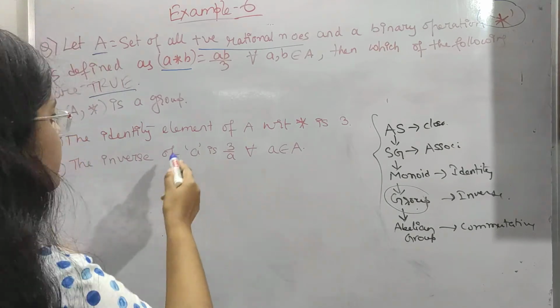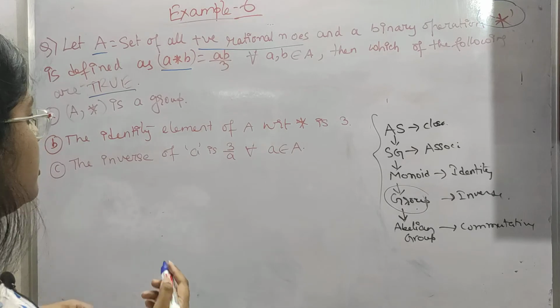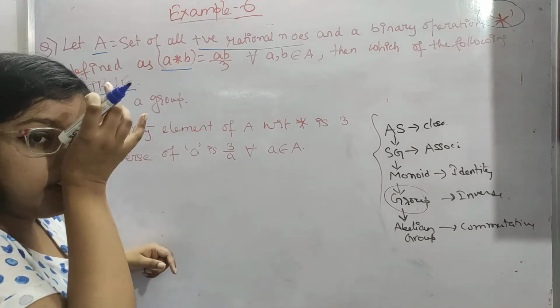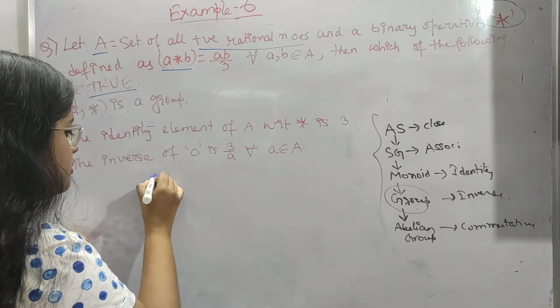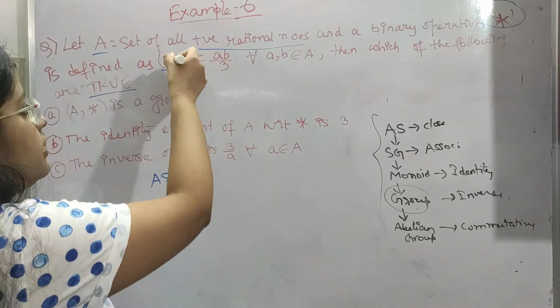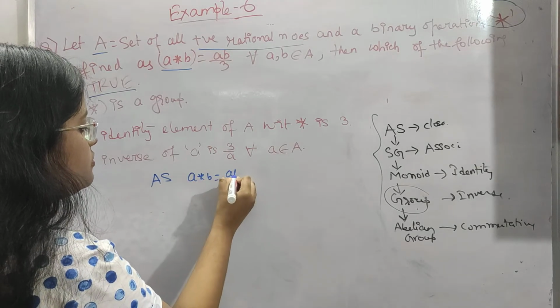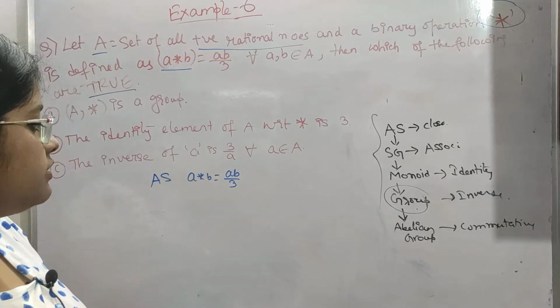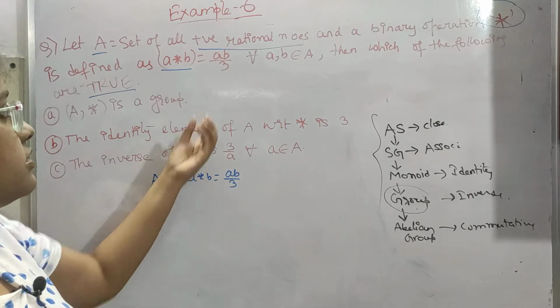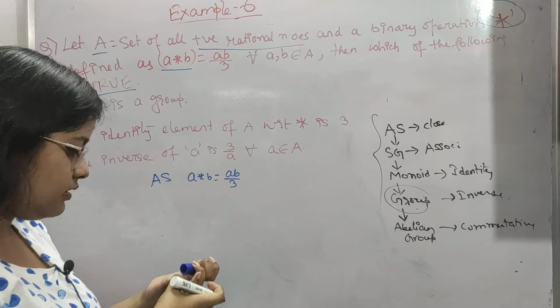Next is identity element is 3. Let's see one by one whether it is a group or not. First we have to find out if it is an algebraic structure or not. A star B is equal to AB by 3. This holds for everything, since we are not using 0 here. Everything holds.